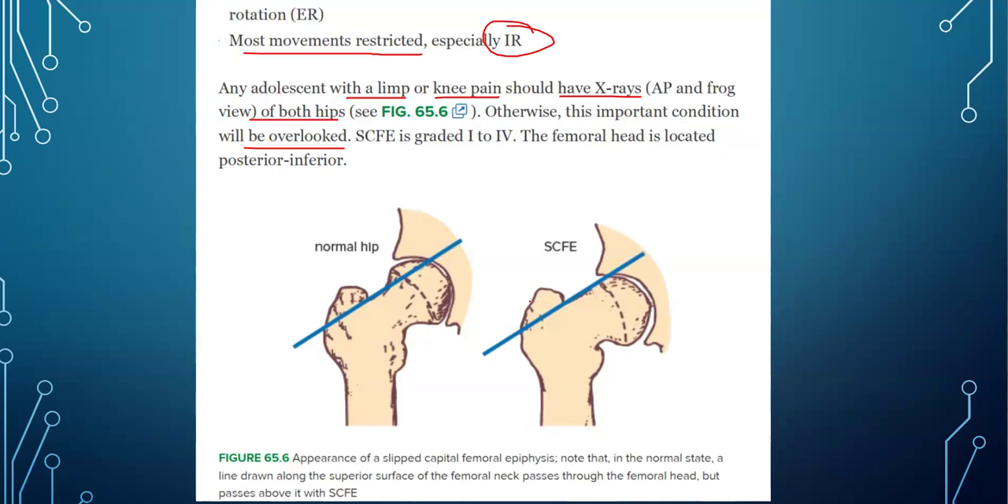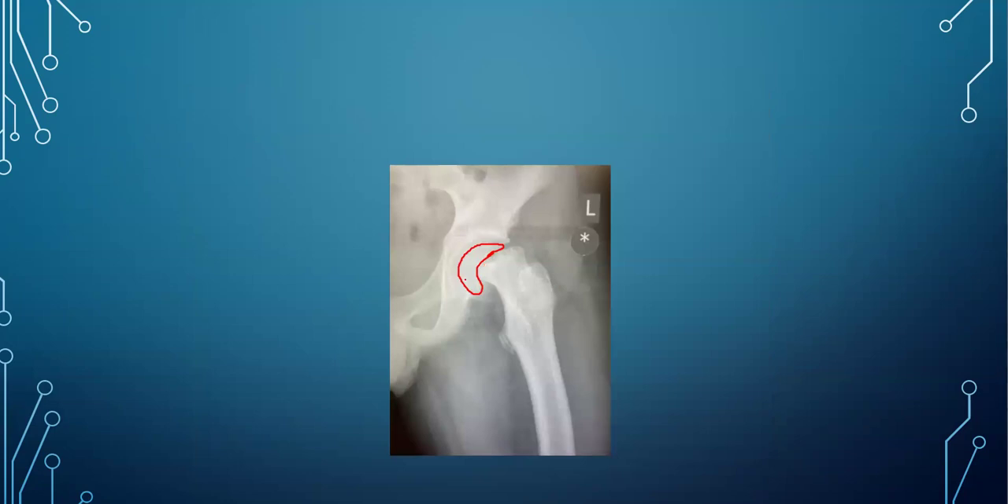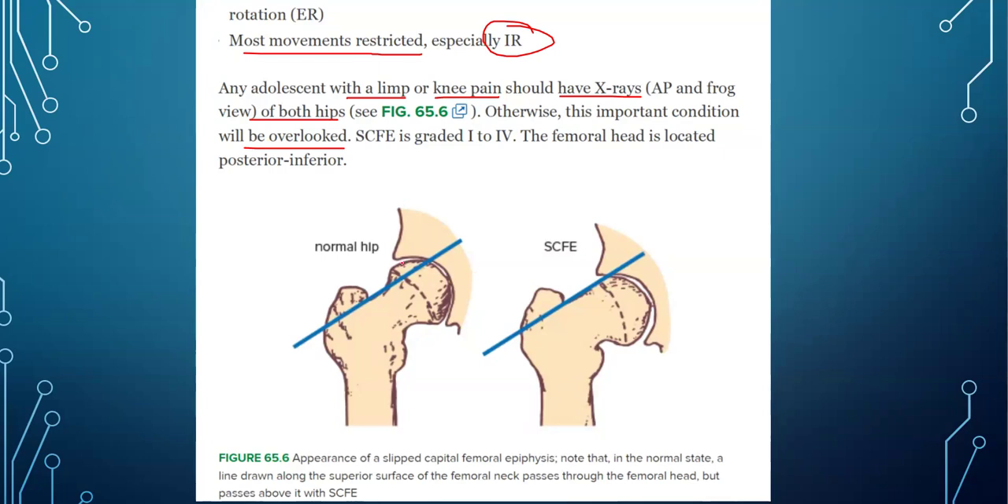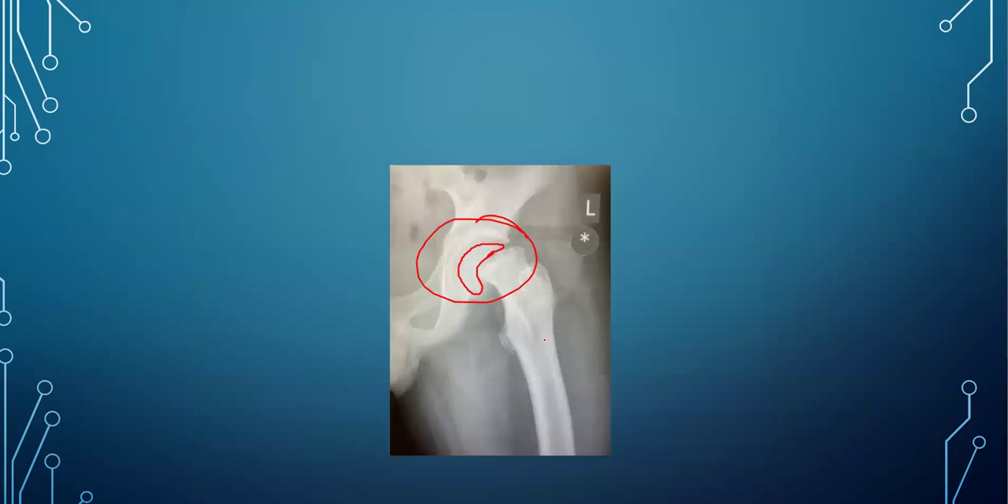Sometimes it is not always like the X-ray that I have shown you. That is a severe form of it. What if it is the initial form? The initial form can be diagnosed in this way. If you draw a line along the top of the neck of the femur, that line should go through the femoral head in a normal patient. But if it is SCFE, then it will go above the femoral head. So if the line goes through the head, that's normal. But if it goes above the femoral head, there is SCFE.